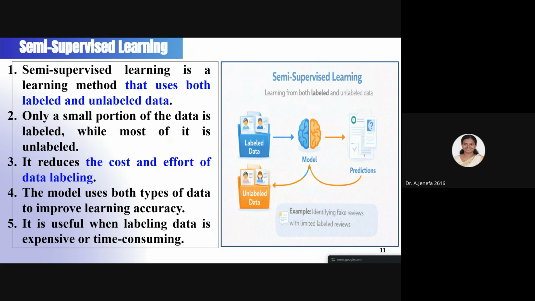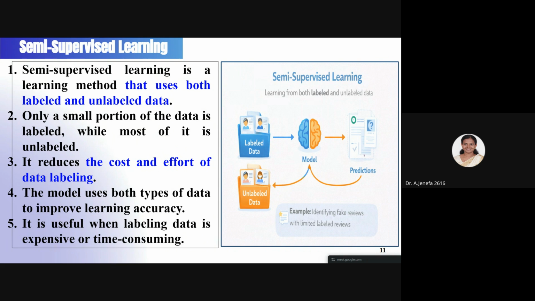As you can see on the slide, only a small portion of the data is labeled, while most of it is unlabeled. As you can see in this diagram, we have labeled data and unlabeled data, and the model is trained with both, and we do the predictions. For example, identifying fake reviews with limited labeled reviews. With limited knowledge, we should predict both the fake and the real reviews.